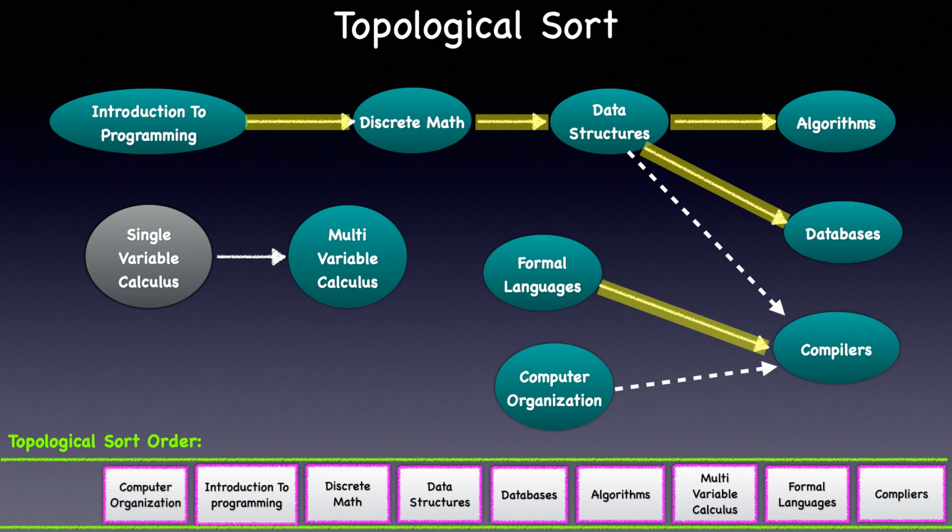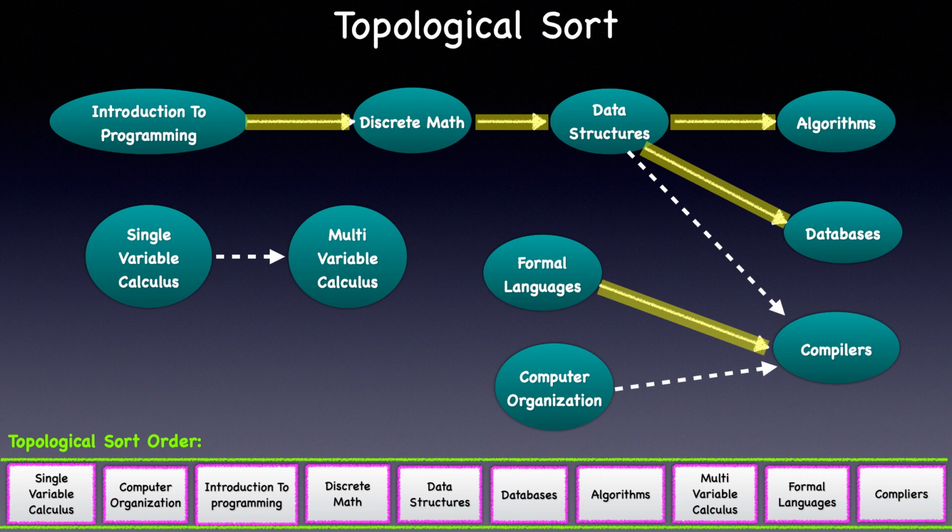The last unexplored node is single variable calculus. It is connected to multi-variable calculus, which is already explored. So we'll skip navigating to it, mark single variable calculus as explored and insert that into the list. With that, we have reached the end of the topological sort.